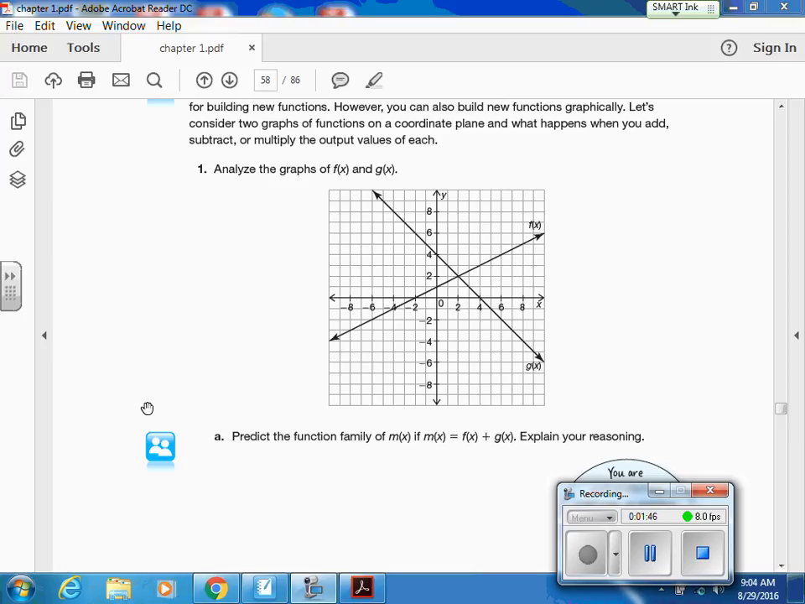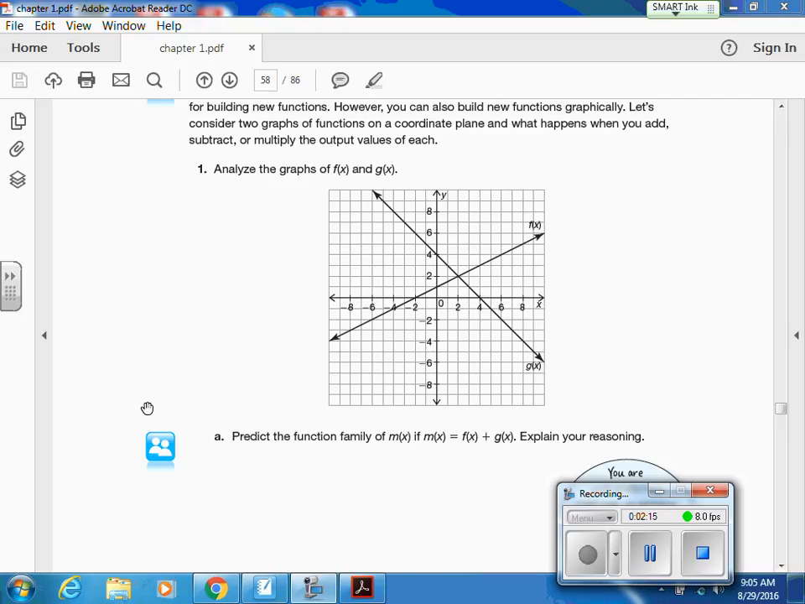What's happening with f of x? Increasing, right? f of x is increasing. It's going up. What about g of x? Decreasing. Okay, do you remember what kind of graphs they are? What are these called? Linear. These are linear graphs, okay? Because it's a line, and that's a line.